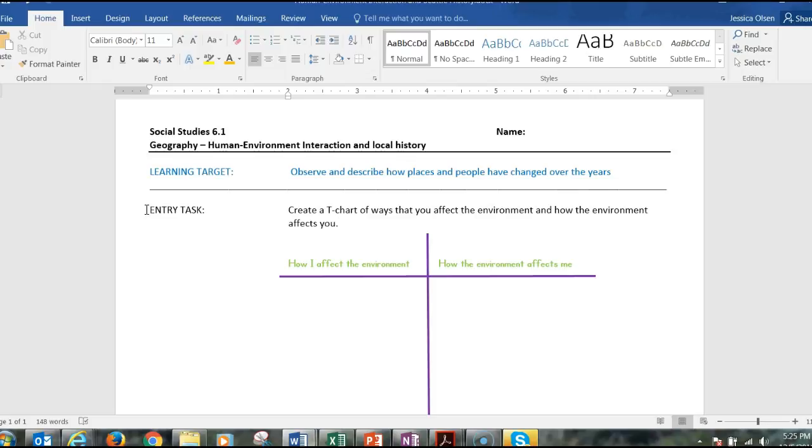Moving on to the entry task, it reads, create a T-chart. If you've never come across a T-chart before, it's just a two-column chart. So I've created a T with these two lines for you. And on one side it says how I affect the environment. So that's how you affect the environment and how the environment affects yourself. So you can make bullets. It's just going to be a list on each side on how the environment affects you and how you affect the environment to get your brain rolling on these effects.